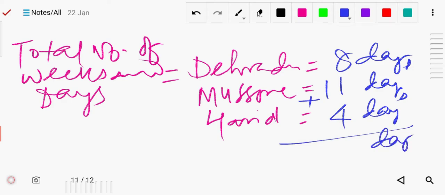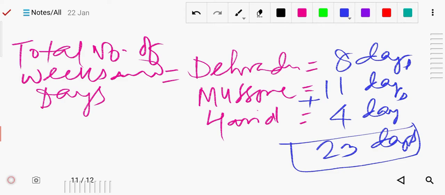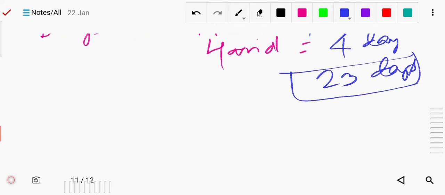So here it will be 23 days. So all together they stayed 23 days. But this 23 days we cannot write as it is, because 7 days becomes 1 week. So you have to divide this one.